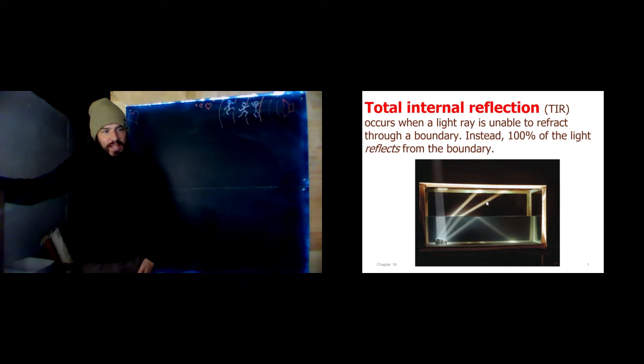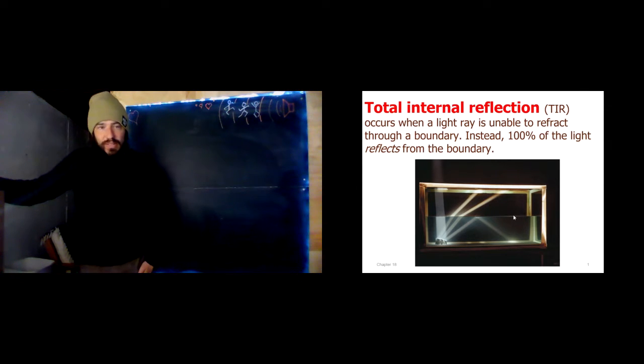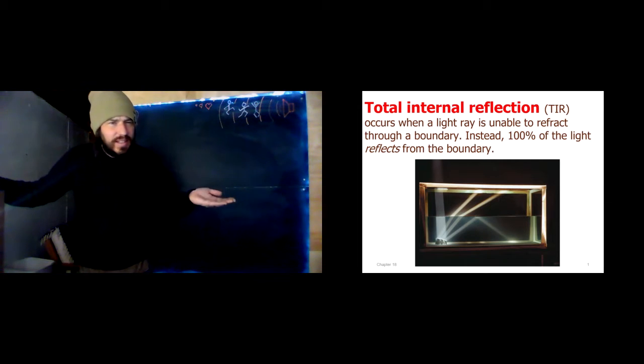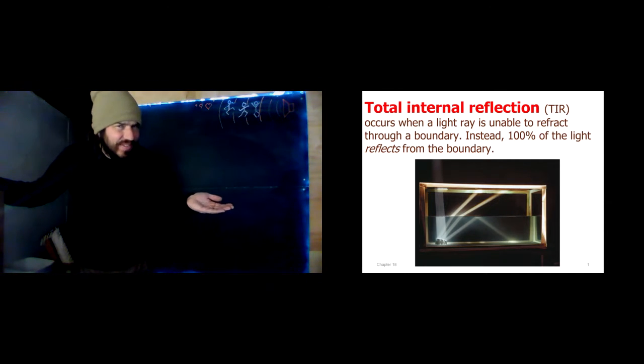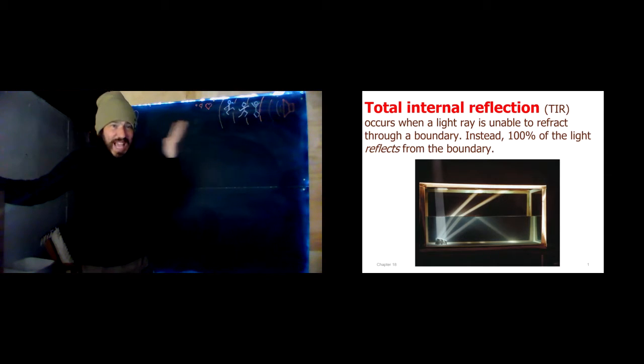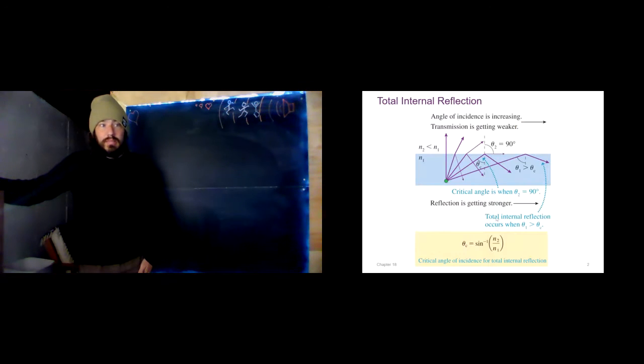At some point, this refracted ray would have to bend right along the surface of the water. In essence, the refracted angle would become 90 degrees, but that's not even leaving the water. So it's not leaving the water, it's not refraction, it just reflects. And that's what we see here. This light ray bounces completely back.